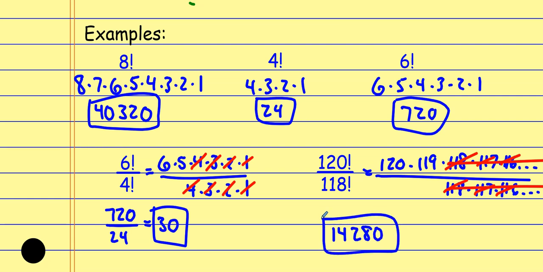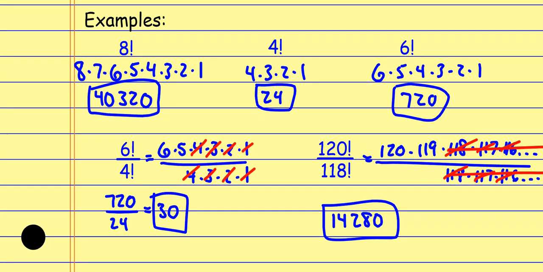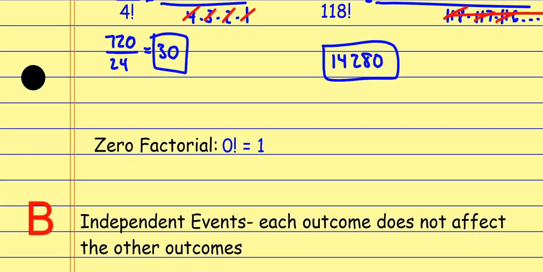But again, the calculator can't do that. It can't do 120. We have to reduce it by hand first, okay? So that's the idea behind factorial. But now let's start getting into the possibilities here. Oh, and also the 0 factorial. This is a special case, but 0 factorial is 1.